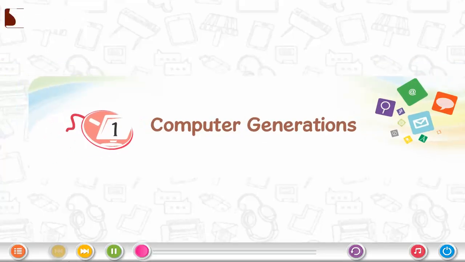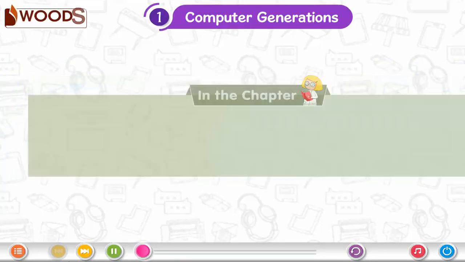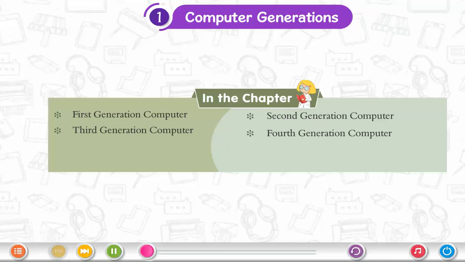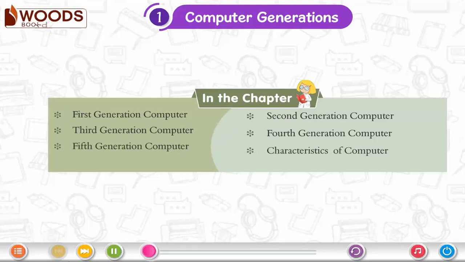Chapter 1. Computer Generations. In this chapter: first generation computer, second generation computer, third generation computer, fourth generation computer, fifth generation computer, characteristics of computer, limitations of computer.